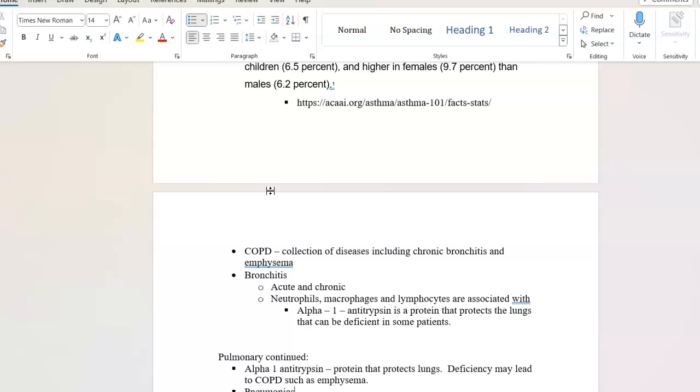Alpha-1 antitrypsin. Something went wrong with the formatting. So please make note, this should be out on its own.